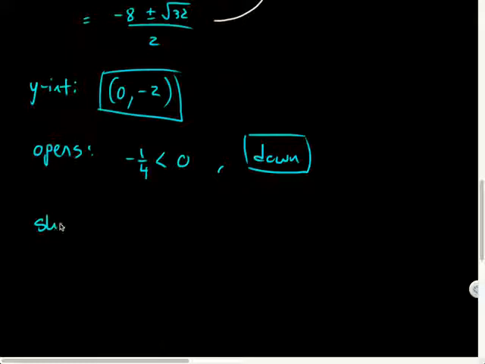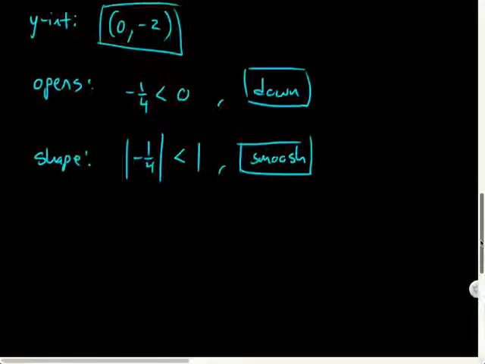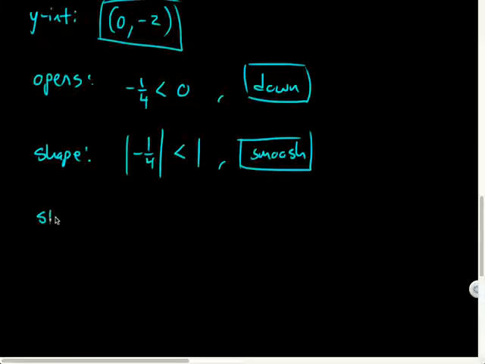And what is the shape of this graph? This is less than 1 if I take its absolute value. So it's a smoosh, vertically speaking. Very specific math word there that I am probably the only mathematician to use, maybe. Smoosh. And let's see, hey, how about, let's just find the slopes while we're at it. Sloppy. I'll make it plural, I suppose.